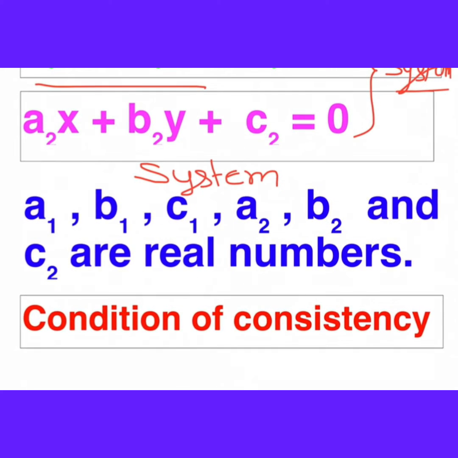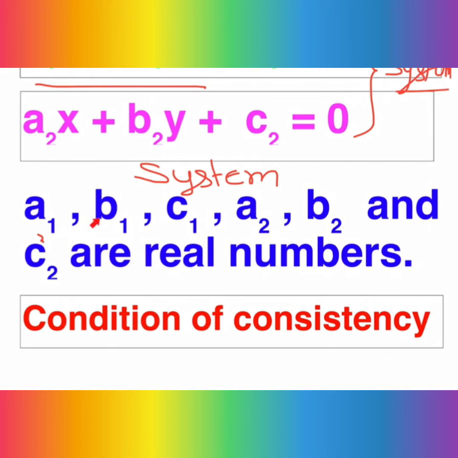Now a1, b1, c1, a2, b2 and c2 are real numbers. These a1, b1, c1 and a2, b2, c2 in both equations are the coefficients and constants, which are real numbers.